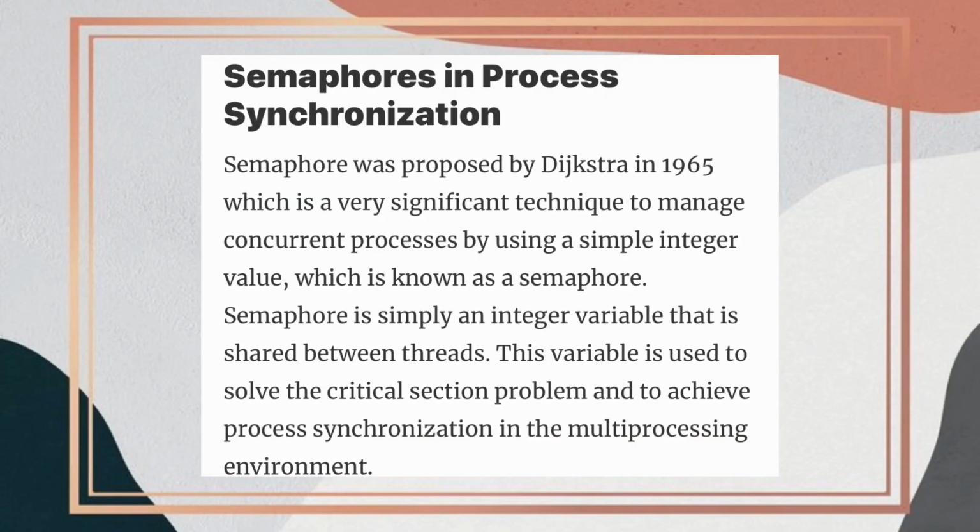So let us first define what is semaphore. Semaphore was proposed by Dijkstra in 1965, which is a very significant technique to manage concurrent processes by using a simple integer value, which is known as a semaphore. So semaphore is simply an integer variable that is shared between threads. This variable is used to solve the critical section problem and to achieve process synchronization in the multiprocessing environment.